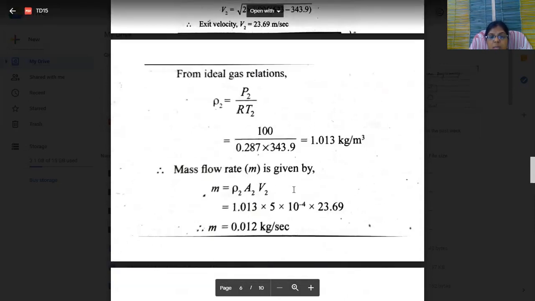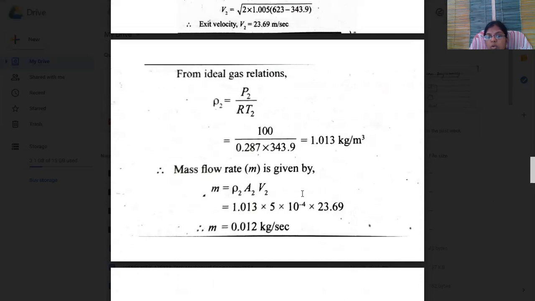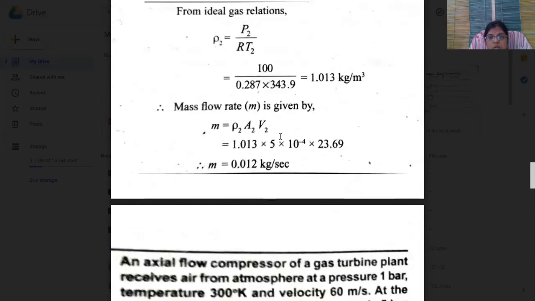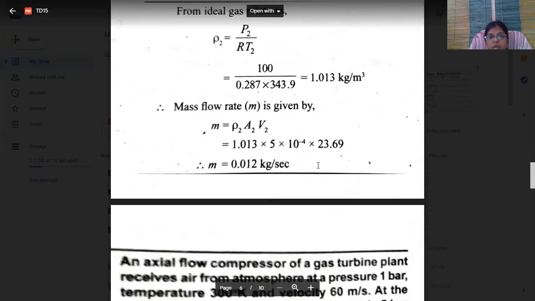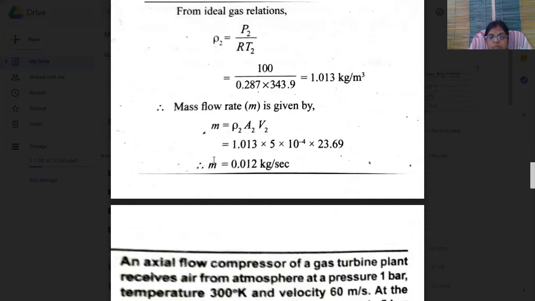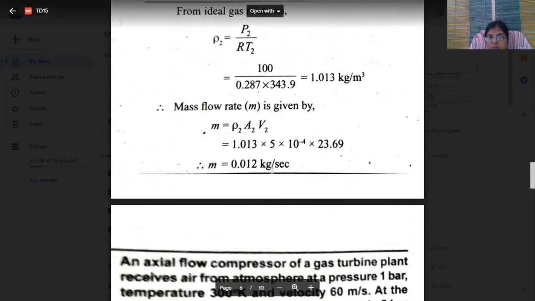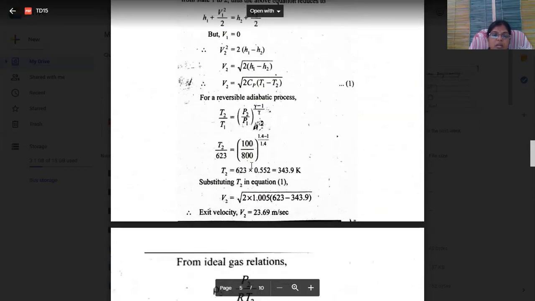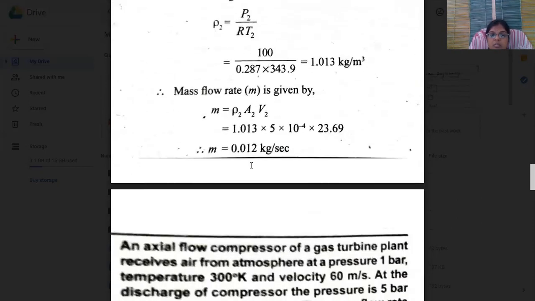So mass flow rate m2 is given by rho2 A2 V2: density, area, velocity. Substitute all values here. Already we calculated V2 from above, so substitute the values here. We got the mass flow rate, m dot, in kg per second. So we have calculated velocity V2 and mass flow rate in this problem.